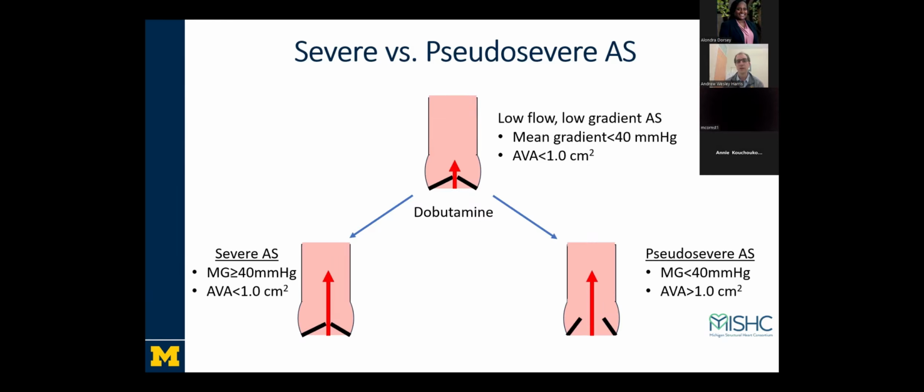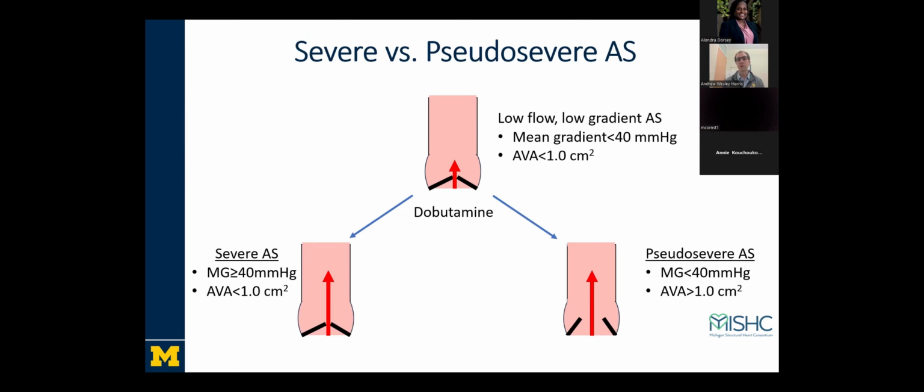In this situation, similar to the patient that we have here, we see a mean gradient of less than 40 and an aortic valve area of less than 1. But then we give dobutamine in the hopes that we can augment flow going across the aortic valve. For patients that have truly severe aortic stenosis, when you see that increased flow going across that aortic valve, that's going to result in a high gradient, so a gradient that goes above 40, and the valve area is going to remain less than 1 centimeter squared because the valve area is relatively fixed and it's truly severe stenosis.